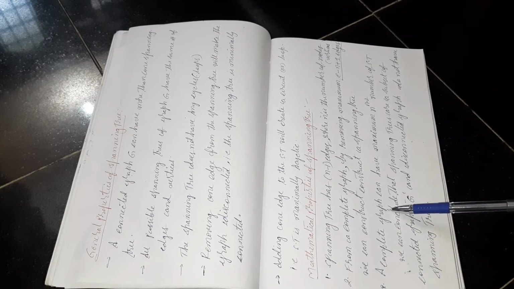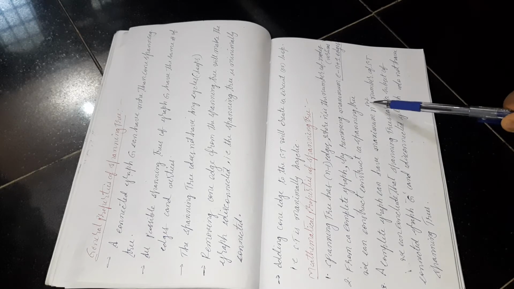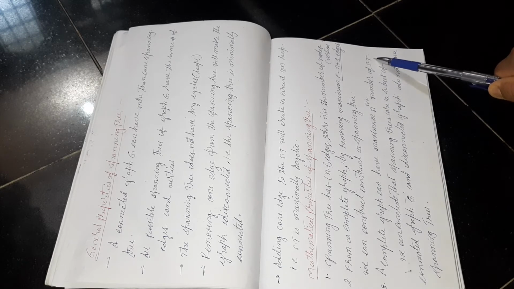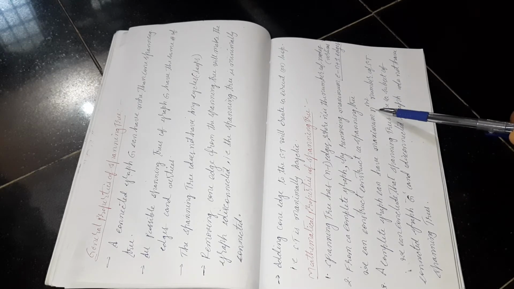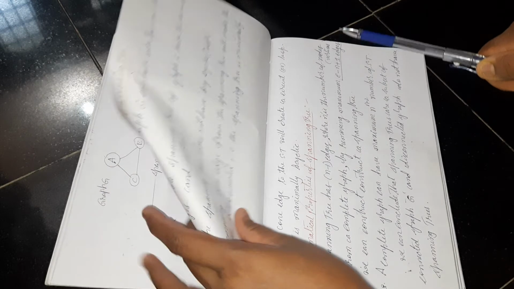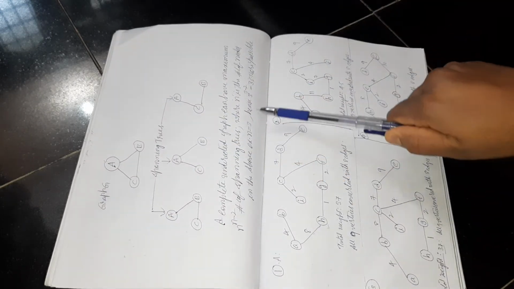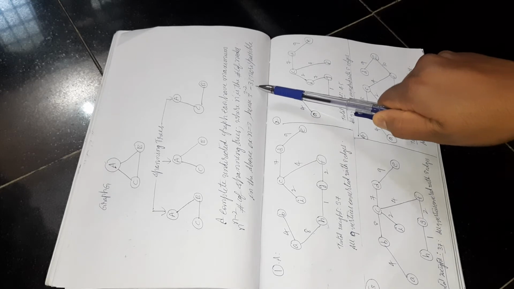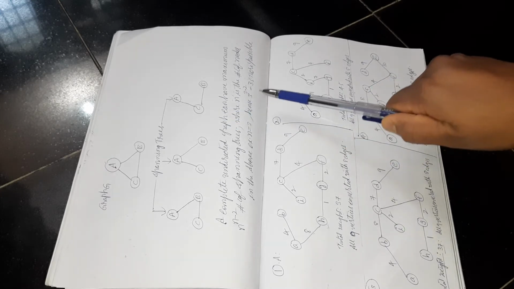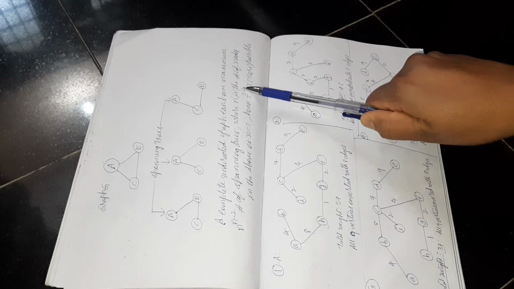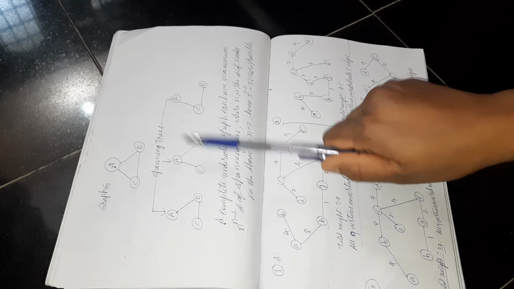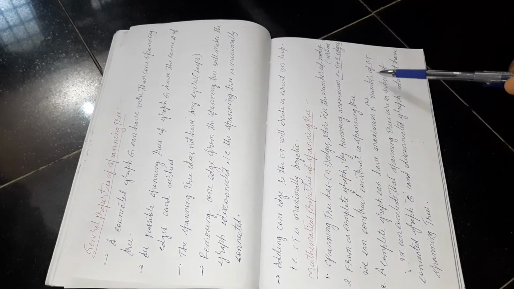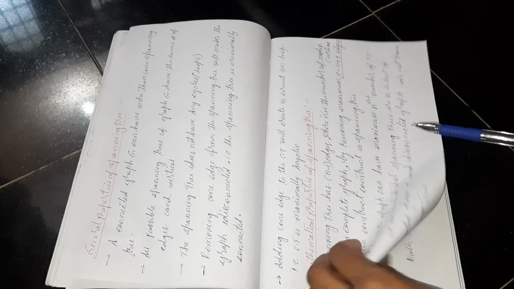Okay, a complete graph can have at most n power n minus 2 spanning trees. This is the formula for a complete graph. Suppose in the previous example, this is a complete graph. It has n power n minus 2 spanning trees. Here n is 3, so 3 power 3 minus 2 means 3 spanning trees are possible for this complete graph. That's why the formula is n power n minus 2 spanning trees.